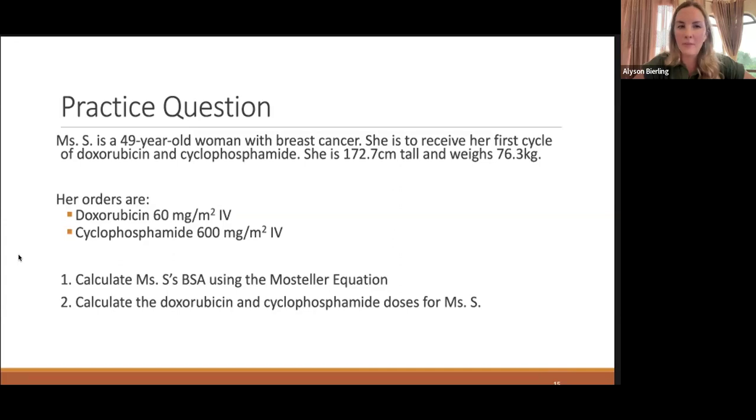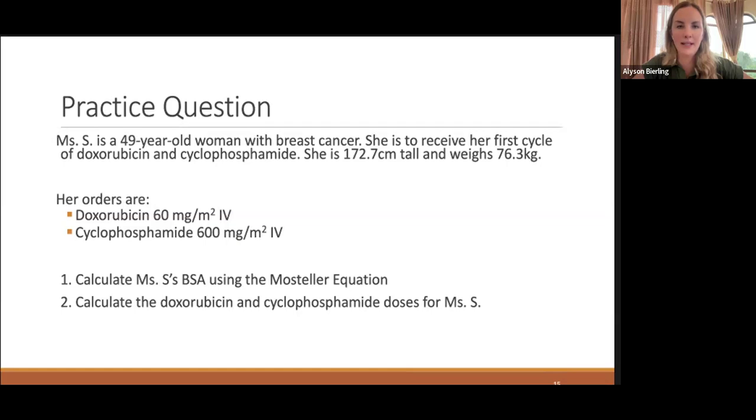I'll give you all a couple of minutes to do that first calculation, the body surface area. I don't know if you have a pen or pencil and paper there, maybe you can write down the 172.7 centimeters for the height, and then 76.3 kilograms for the weight. I'll give you a minute to do that, and then I'll go back to the previous slide so that you can refer to the equation to do your calculation.